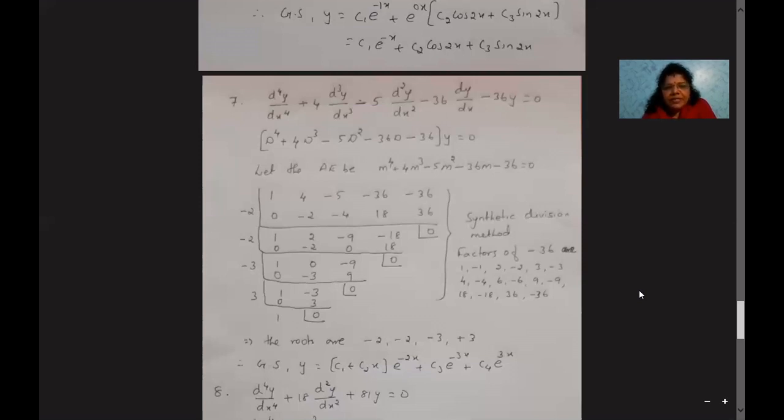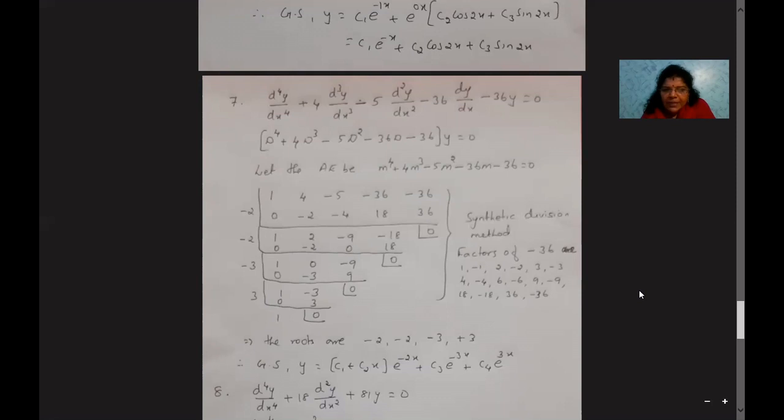Always take the first initial value as 0 to get the remainder. Now you add the first row and the second row: 1 plus 0 is 1. Minus 2 into 1 is minus 2. Now you add 4 and minus 2, you get 2. Again you multiply minus 2 into 2, minus 4.